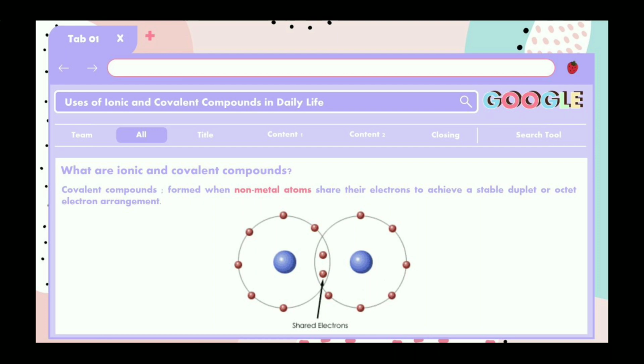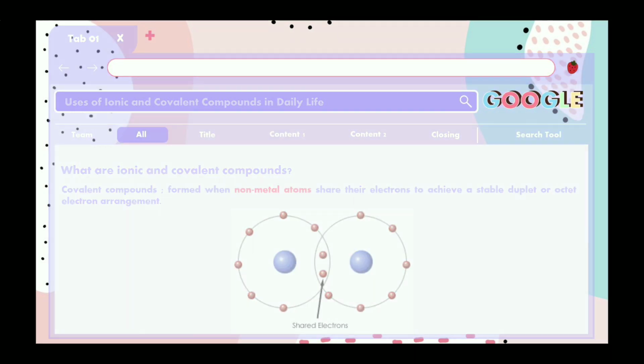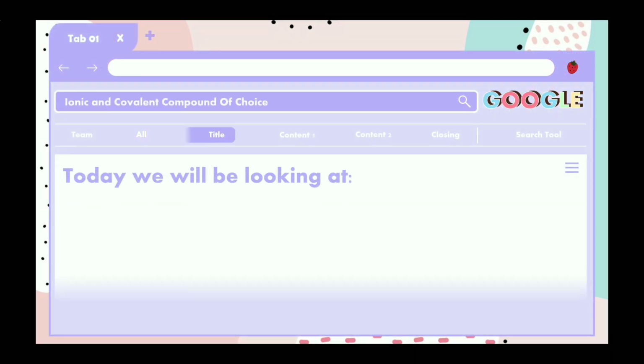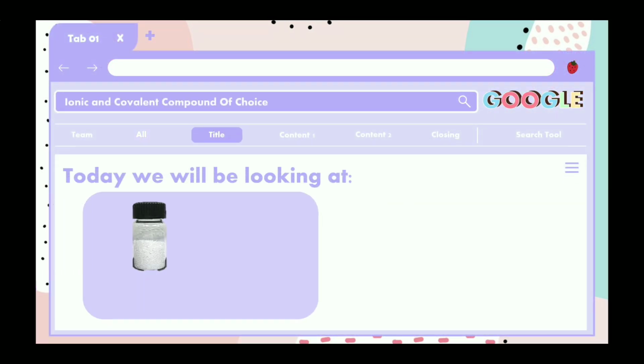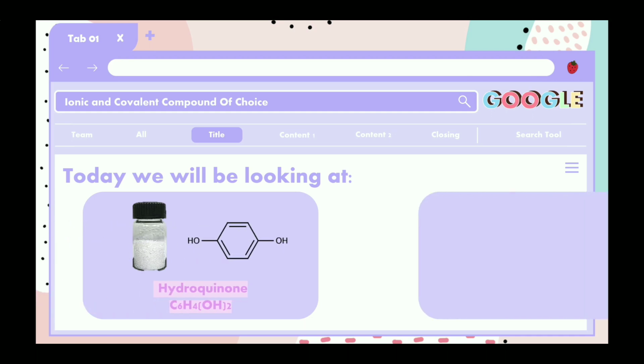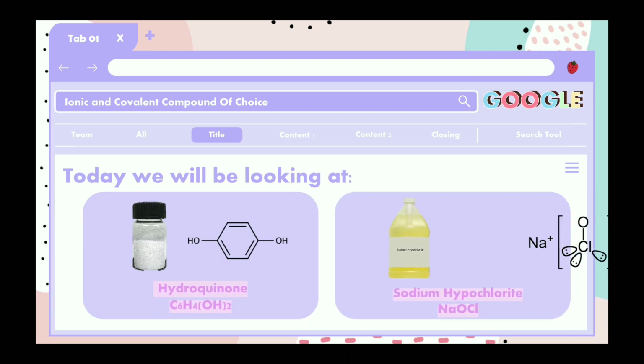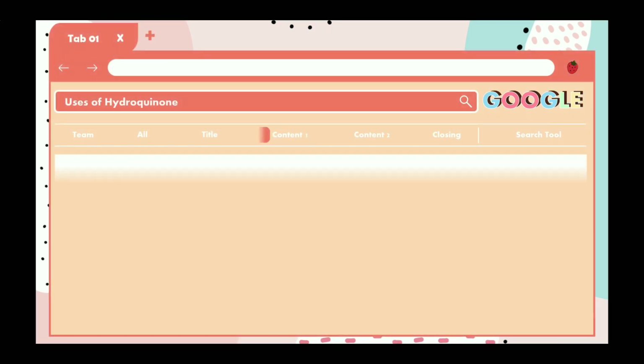Most ionic and covalent compounds used in our daily lives are in the industrial sector, agriculture, medicine, and domestic use. However, the use of ionic and covalent compounds can bring more harm than good. Today, we're going to explore the problems and find solutions for the downside of these compounds. Let's dive in. Today, we will be looking at the uses of ionic and covalent compounds in domestic use, which is hydroquinone and sodium hypochlorite. I will be explaining more about hydroquinone.